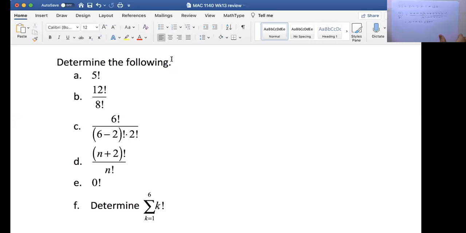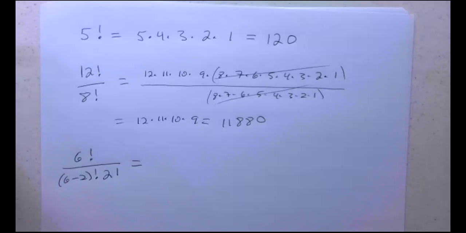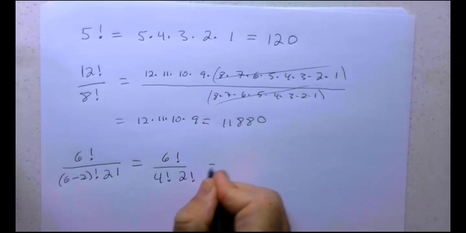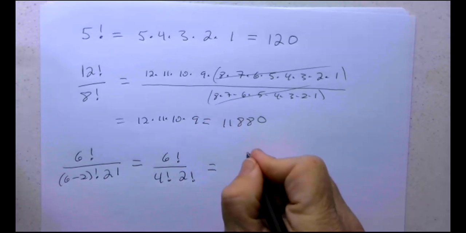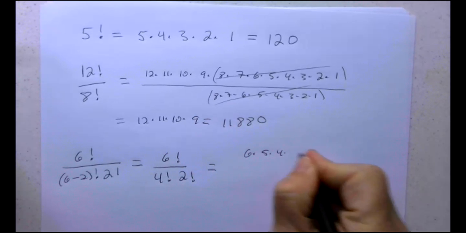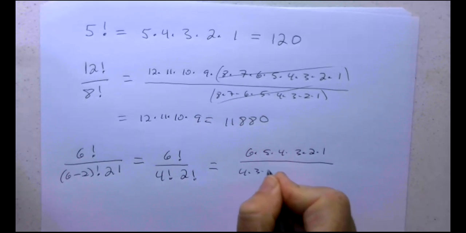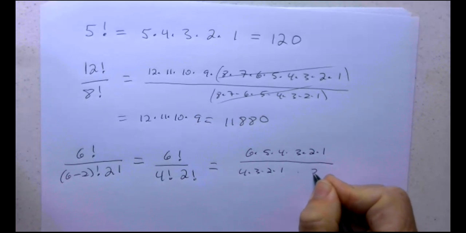We want to find 6 factorial divided by 6 minus 2 factorial, 2 factorial. This is the kind of problem we do in probability, looking at combinations. So 6 factorial, 6 minus 2 is 4 factorial, 2 factorial is 2 factorial. What is 6 factorial? What does that mean? 6 times 5 times 4 times 3 times 2 times 1. 4 factorial means 4, 3, 2, 1, and 2 factorial means 2 times 1.